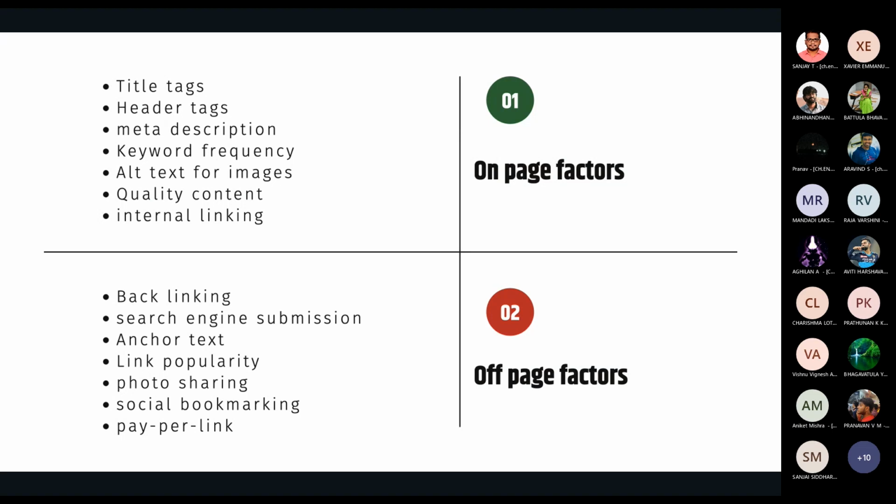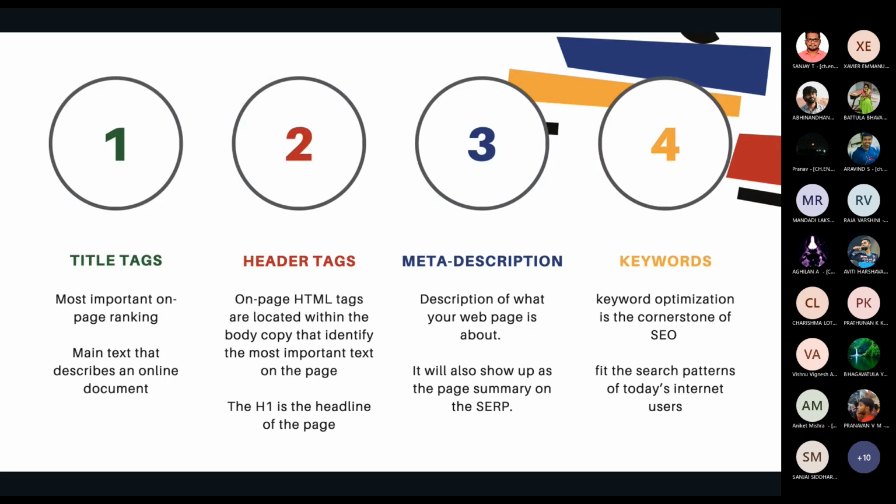Now we'll look at a few of them in detail, starting with on-page techniques. Title tags, also known as page titles. They are the HTML tags that define the title of the page and describe what content on the page will be about. It is the most important on-page ranking factor, and it is the main text that describes an online document. It needs to contain rich keyword phrases that best describe the web page.